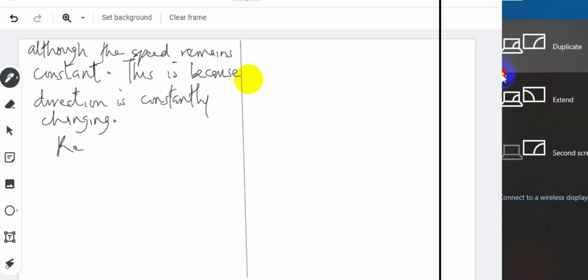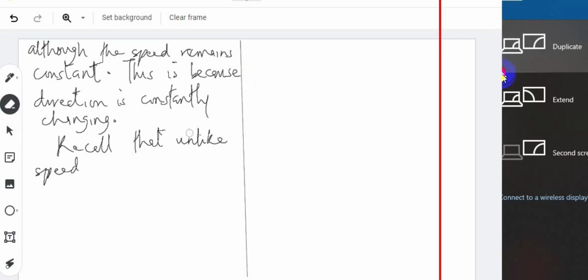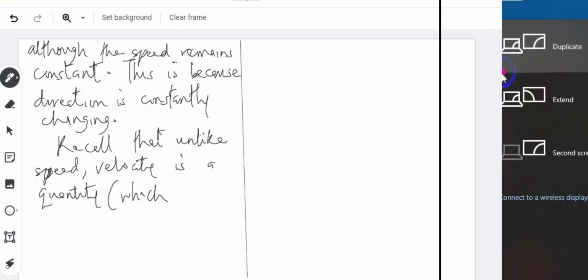Recall that unlike speed, velocity is a vector quantity, so direction is important. So once there's a change in direction, it has a different value entirely. Recall that unlike speed, velocity is a vector quantity, which includes both magnitude, which is size, and direction.